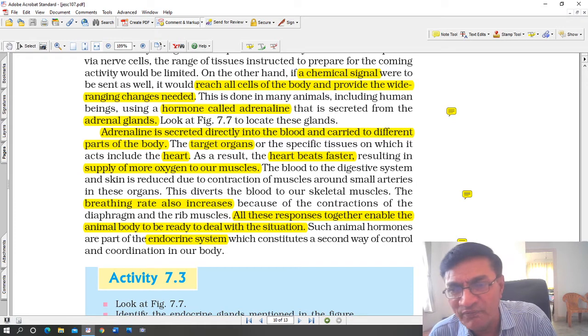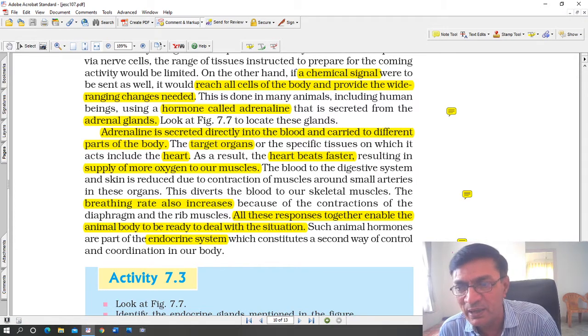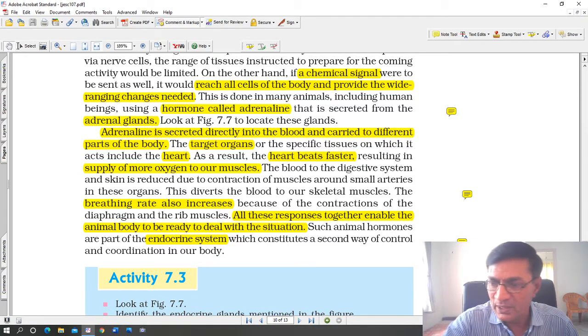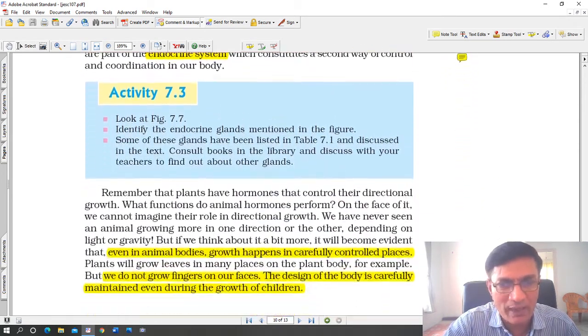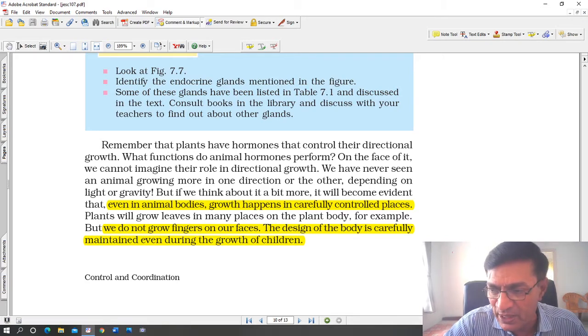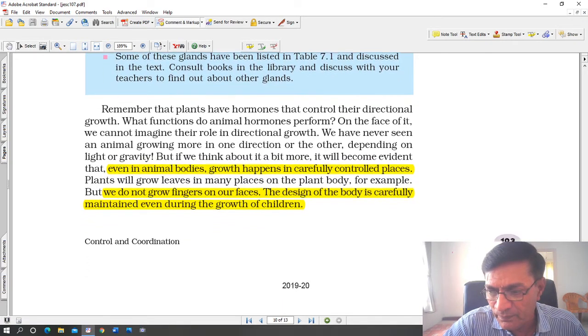It is a system of ductless glands that release the secretions directly into the bloodstream. Example, adrenal glands, pituitary gland. These are all examples of ductless glands, endocrine glands. Alright, then identify the endocrine glands mentioned in the figure, and if you don't know, look up the library. This is the activity. We'll just have a look at that just now.